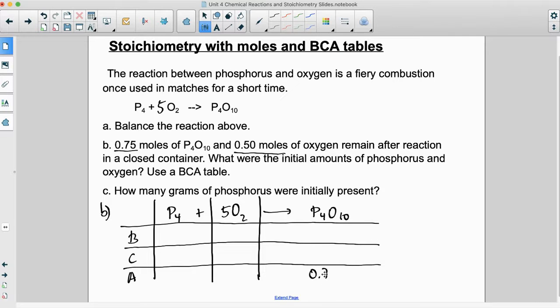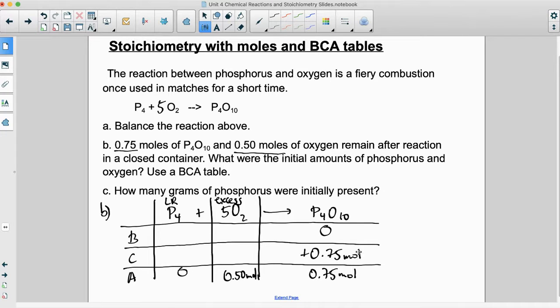So let me fill this in. This is 0.75 moles. And my oxygen is 0.5 moles. And it must mean that we had 0 of the P4 left. So my P4 must be my limiting reactant, right? So let me label that there, and this is my excess. We know that from the before line, this has to be 0, right? It had to be because in the beginning we have none of it, and then we produce it.